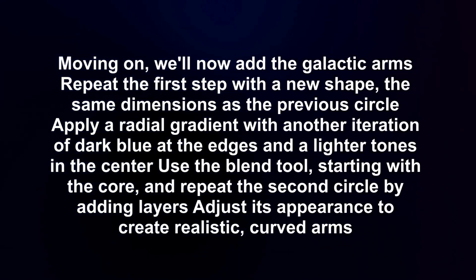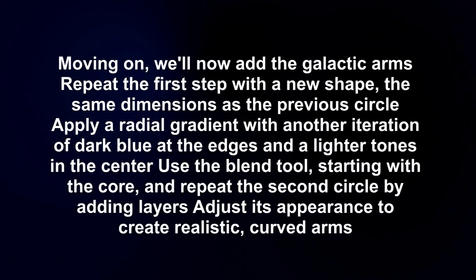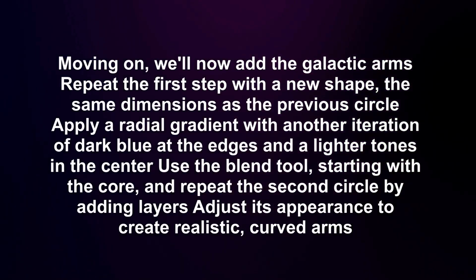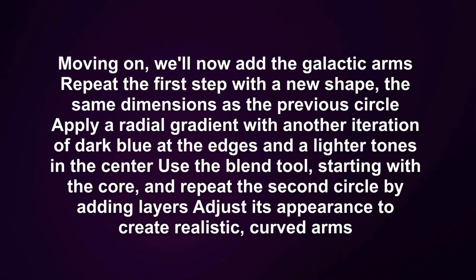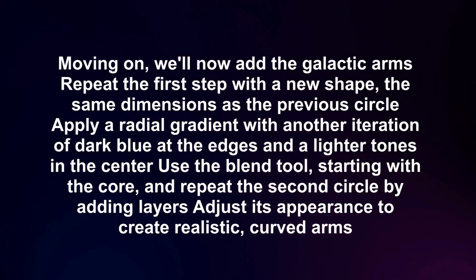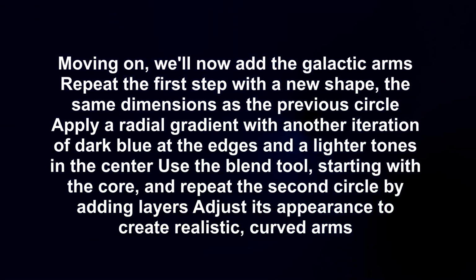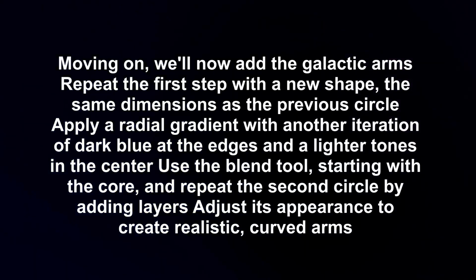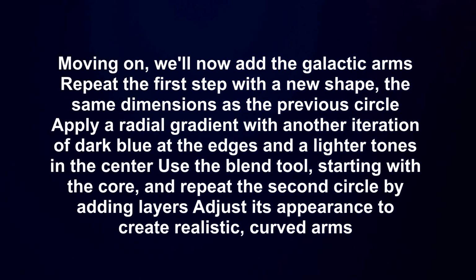Moving on, we'll now add the galactic arms. Repeat the first step with a new shape, the same dimensions as the previous circle. Apply a radial gradient with another iteration of dark blue at the edges and lighter tones in the center. Use the blend tool, starting with the core, and repeat the second circle by adding layers. Adjust its appearance to create realistic, curved arms.